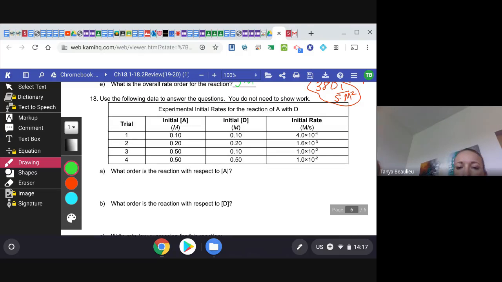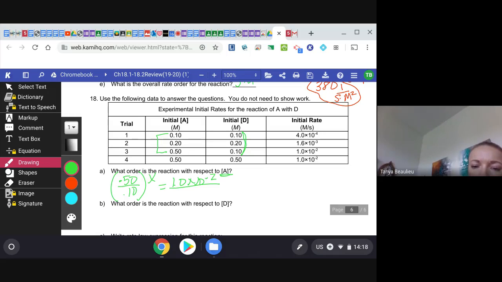People are really struggling with 18, and I think it's because I have so many trials there, and they're not looking to make sure the other substance is constant. So if I'm looking at A, I have to make sure that D is constant during that time. D is constant for trials 1 and 3. So for A, I'm going to compare trials 1 and 3. I'm going to take the bigger trial, 0.50, divided by the smaller trial, trial 1 there, which is 0.10, to some x power. The rate for trial 3 was 1.0 times 10 to the negative second. And the rate for trial 1 is 4.0 times 10 to the negative fourth.